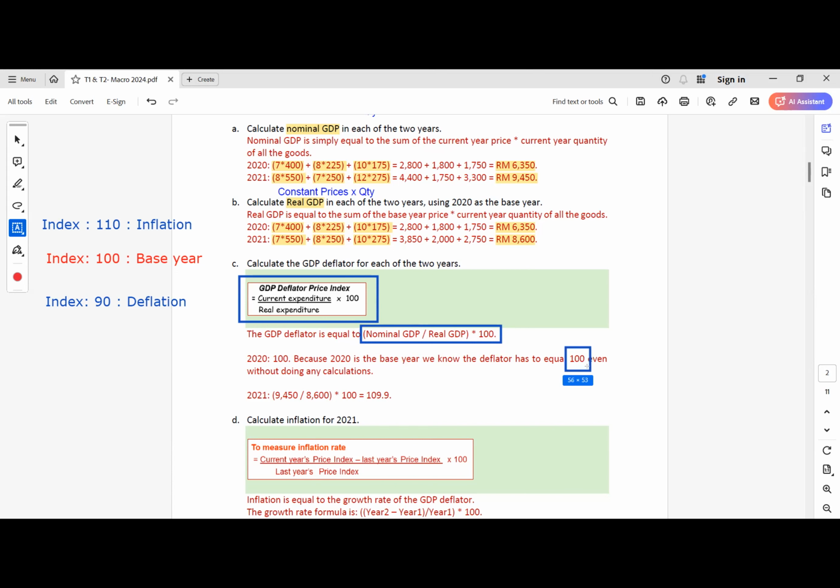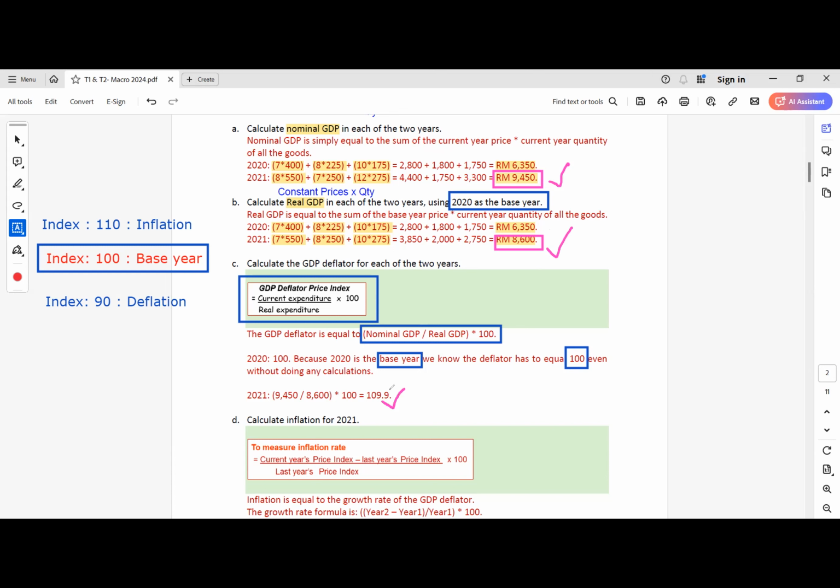Now, we have to do the 2021. So how do we do that? Very simple. Current GDP of 2021 is how much? 9450, as you can see, this pink color one. Real GDP is how much? 8006. So I just use 9450 as the current GDP divided by the real GDP times 100, I get this answer.